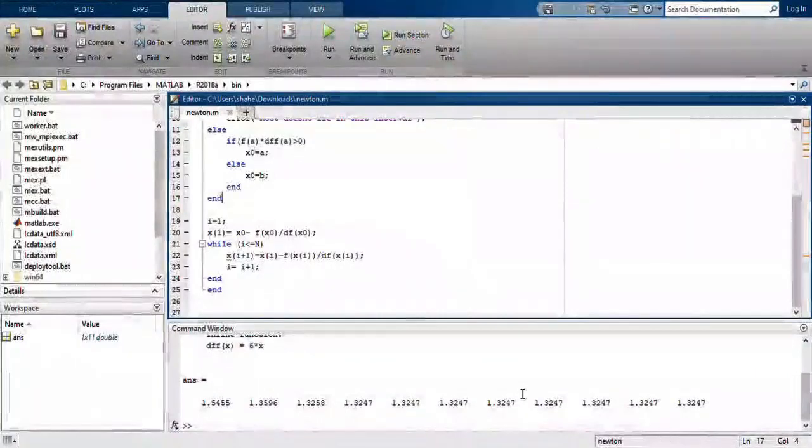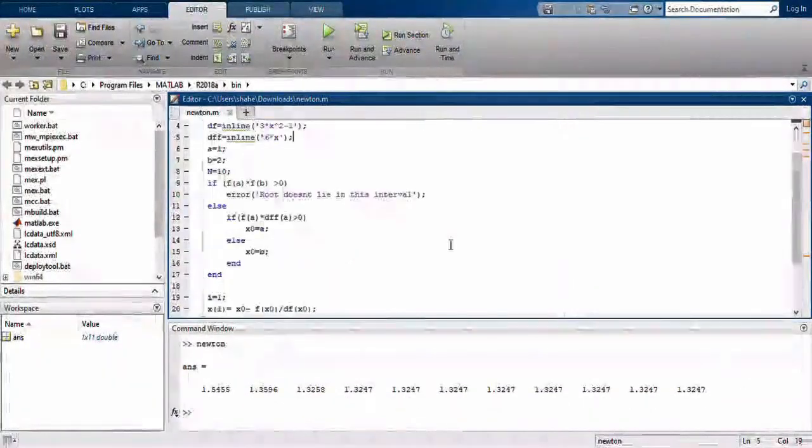Yes, it is correct. Its answer is this. I hope that you understand this lecture.